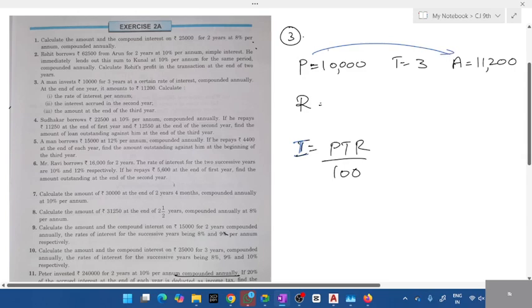What is the formula between P, A, and I? Amount is equal to P plus I. Use this formula and find the value of I, all of you. How much is I, students? 11,200 minus 10,000. Did you all understand this? After that, substitute I as 1,200. Now calculate R.